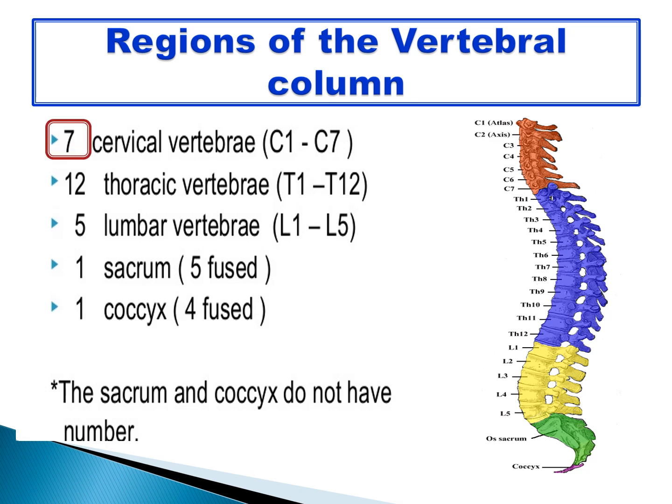That means we have 7 cervical vertebrae, 12 thoracic vertebrae, 5 lumbar vertebrae, 1 sacrum formed by the fusion of 5 sacral vertebrae, and the coccyx, which is also a fusion of 3 to 5 coccygeal vertebrae. Sacrum and coccyx do not have any intervertebral discs.